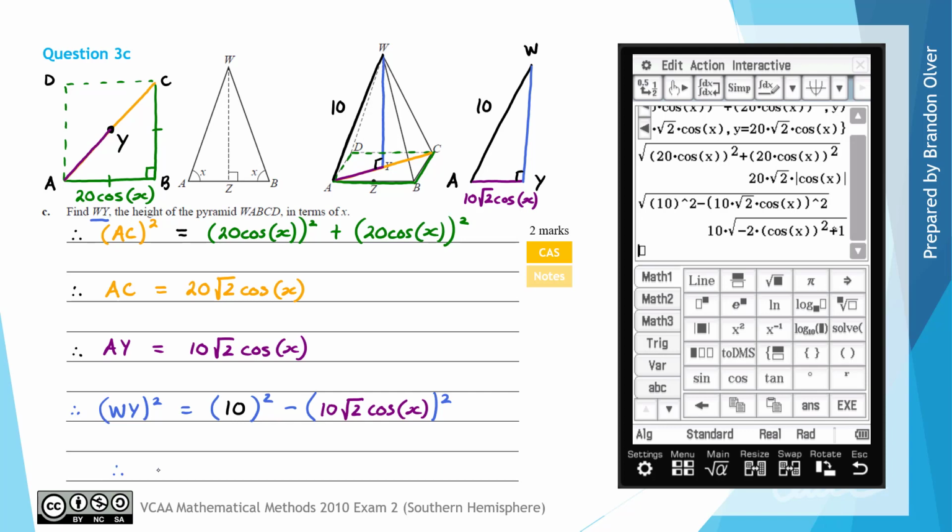So therefore, from the calculator, we found that WY, which is what the question asked for, is going to be equal to 10 times the square root of, and then under the square root sign, it was minus 2 cos squared of x plus 1, which I'm just going to rearrange slightly to be 1 minus 2 cos squared of x. So that is the answer to part C of this question.